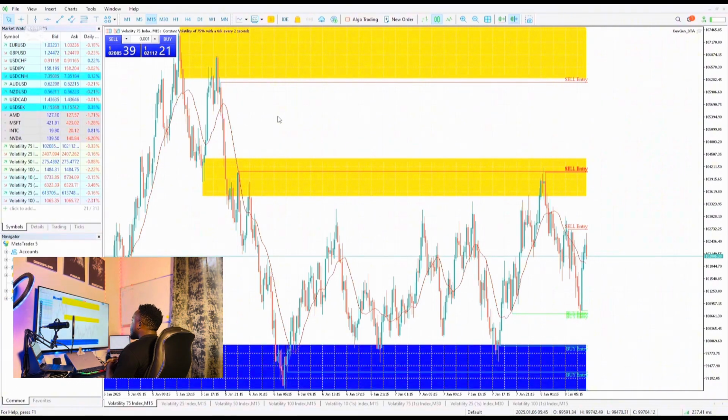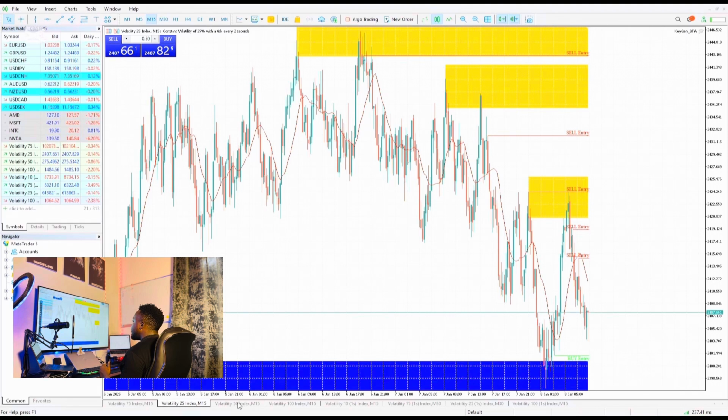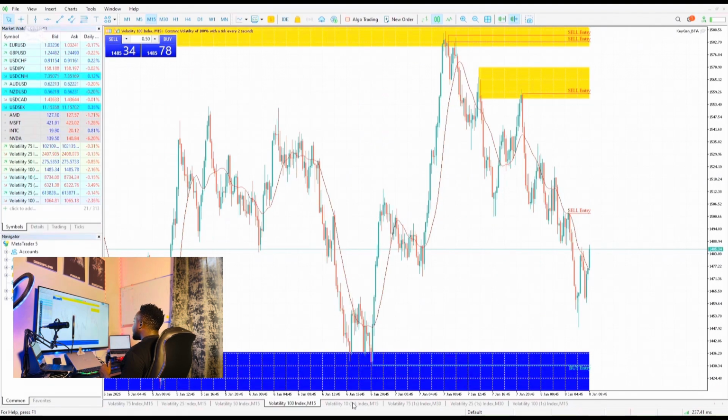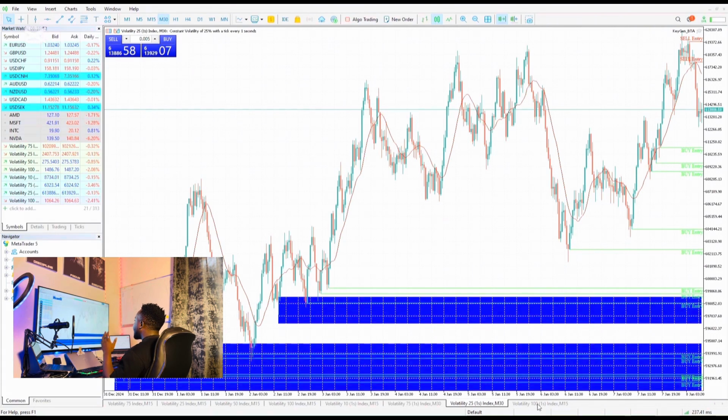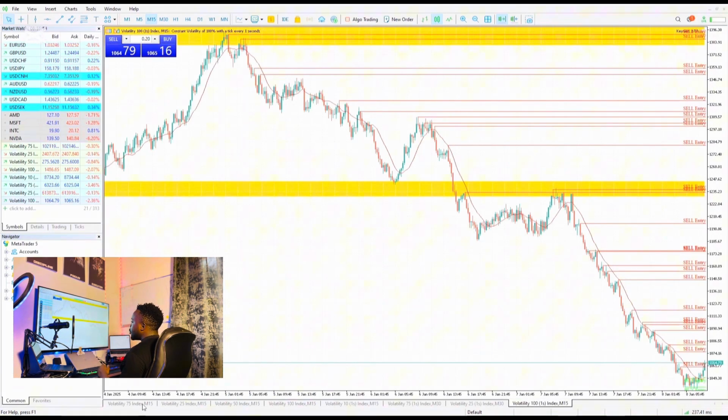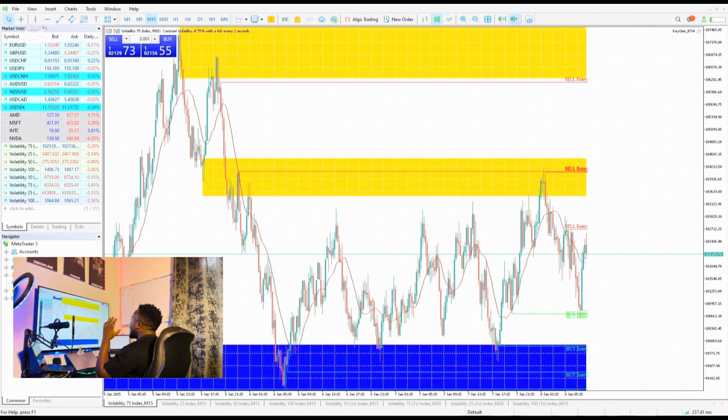Okay guys, so now I'm on my computer and I've installed this indicator on all the volatility indices that we're going to be looking at, and that's V75, V25, V50, V100, V10, V75 1S, V25 1S, and V100 1S. And I'm going to be showing you exactly how this indicator operates on all these indices, and you'll be able to just place a trade and watch it move.